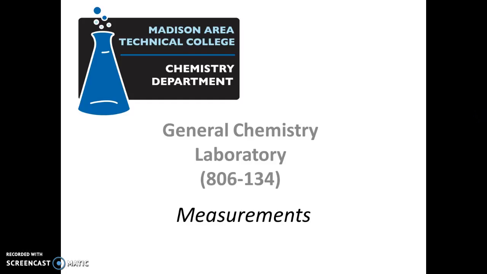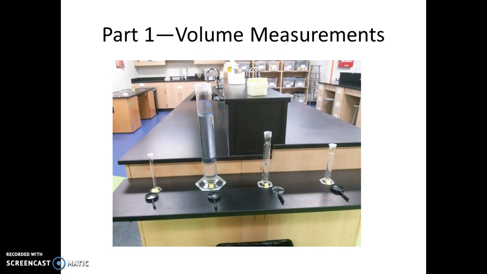This video discusses the procedure for the measurements experiment for general chemistry at Madison College. In the first part of this experiment, you are going to be measuring the volume of a liquid in 4 different graduated cylinders. The graduated cylinders will be set up in the front of the lab room, and they're labeled A, B, C, and D.